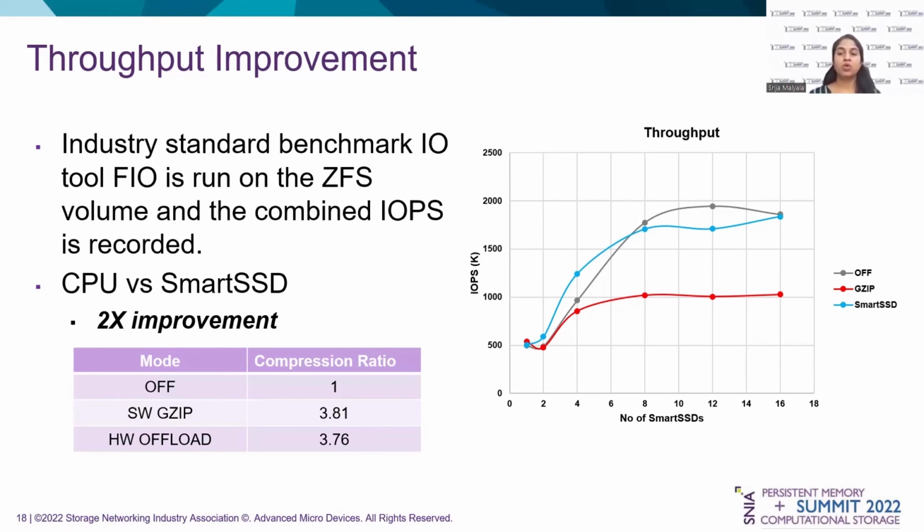We can see that the offloaded GZIP can give as much as 2x improvement in the performance with higher number of pools. And it's fair to say from the graph that the offloading is as good as no compression in case of throughput. As you can see, there is not much difference in the compression ratios despite the 2x improvement.